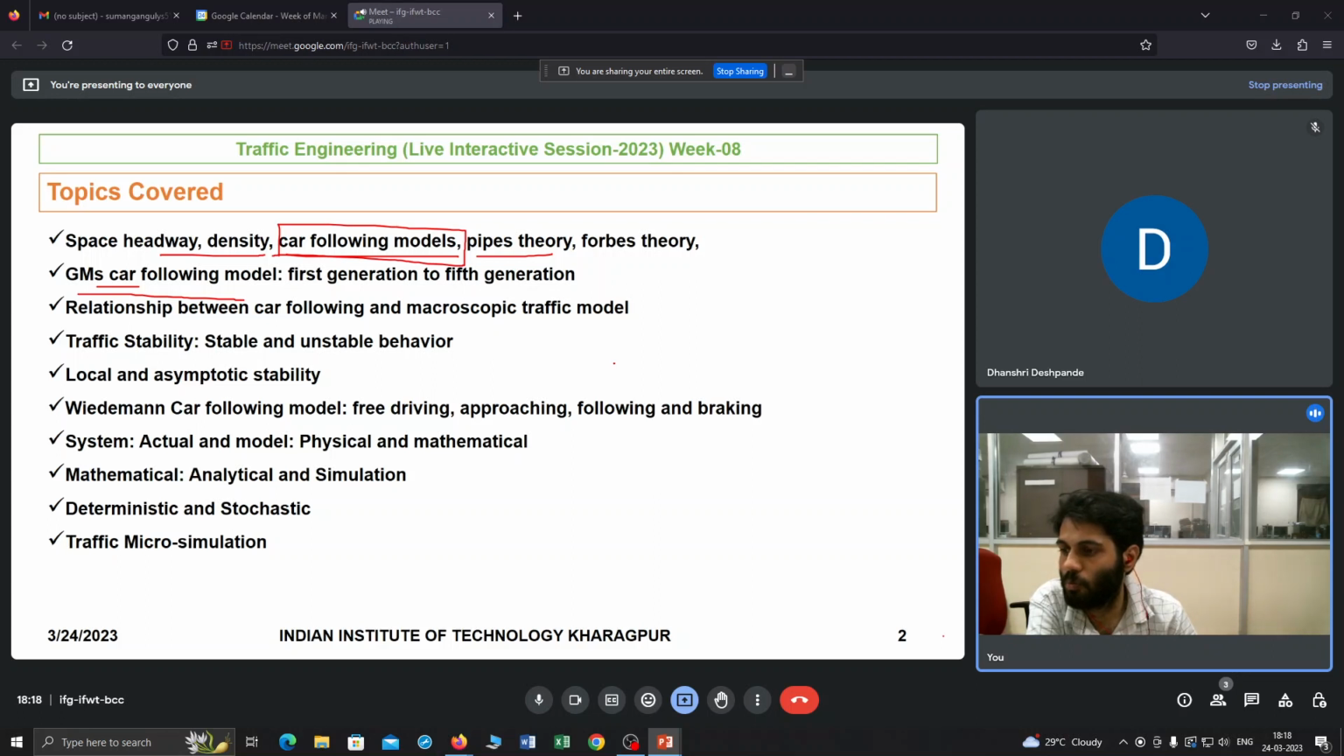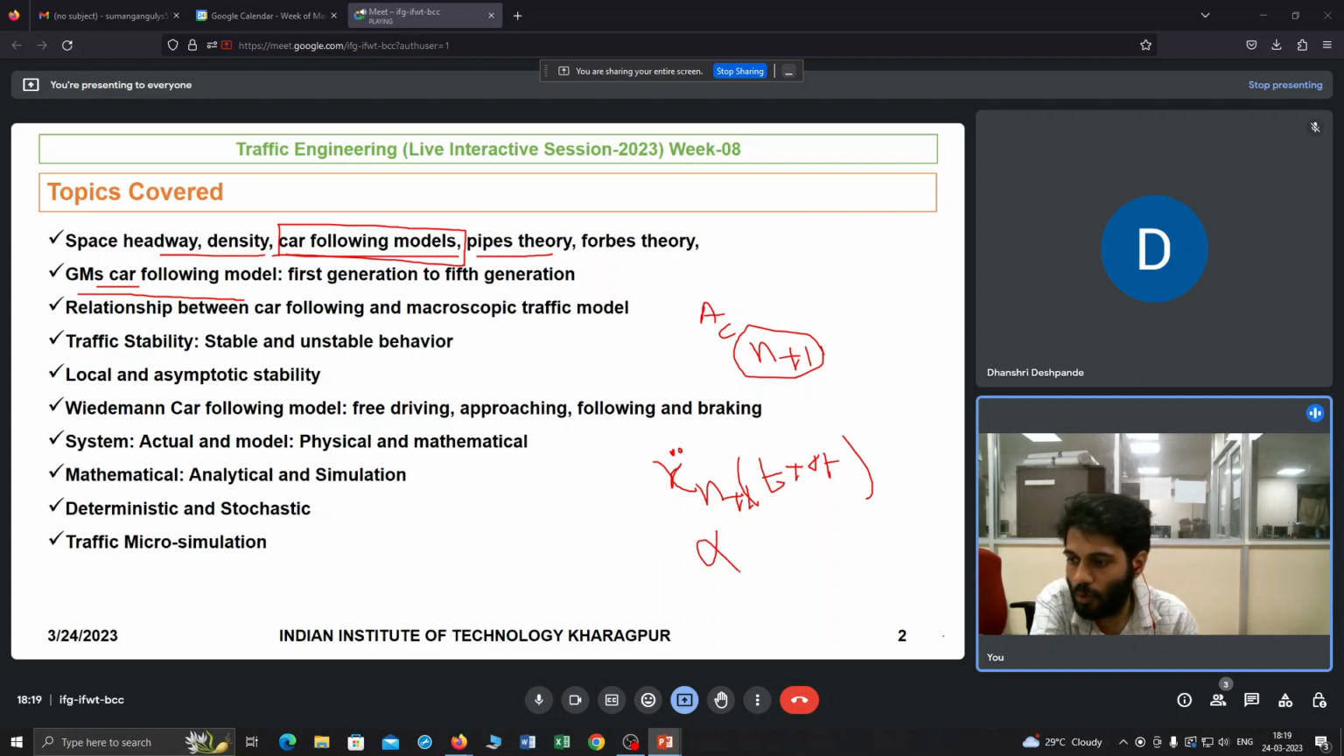Now in case of the first generation model, the assumption is that the acceleration of the n plus 1th vehicle, the following vehicle, x double dot, at any time t, with delta t as your response time, is equal to alpha times your relative velocity, which is the stimulus factor. That is the basic necessary factor that you have to account for.